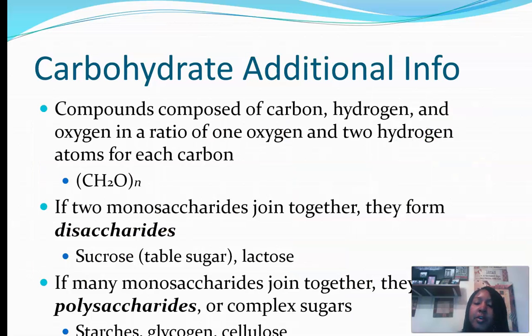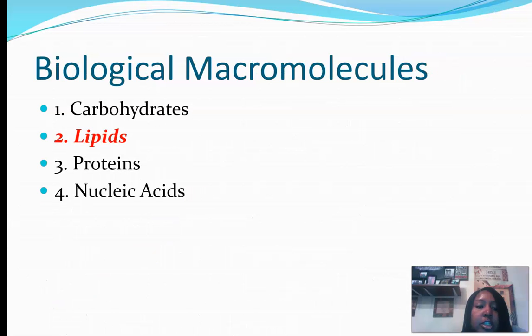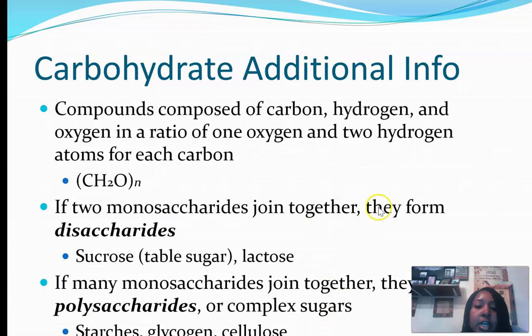And here's some additional information about carbohydrates. So they are made up of the elements carbon, hydrogen, and oxygen. And two monosaccharides joined together form disaccharides. An example of a disaccharide is sucrose or table sugar, and lactose, the sugar found in milk. And some people are lactose intolerant, so they can't digest that sugar. If many monosaccharides join together, they form polysaccharides. Remember that the prefix poly means many. Those are complex sugars such as starches, glycogen, and cellulose.